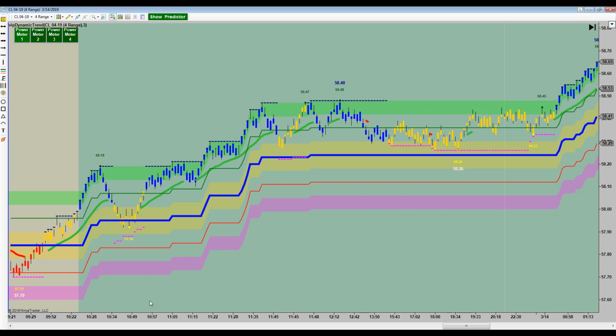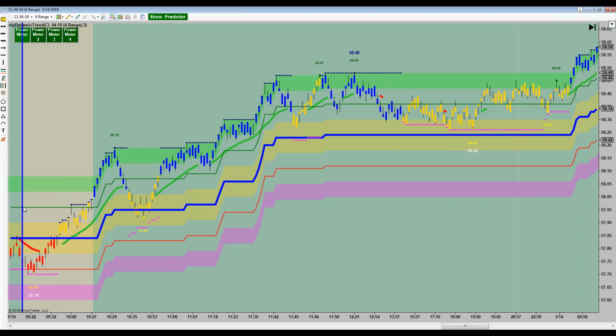Well, let's go back and look. Now, over here is our vertical line. This is where we began the exercise. Let's go back and look. Here we can see that we went into an upward thrust.